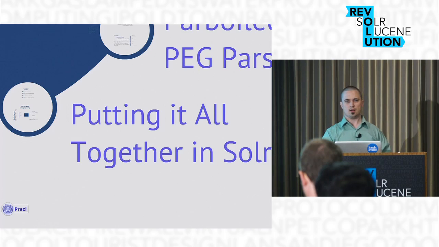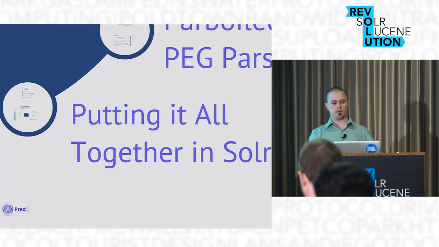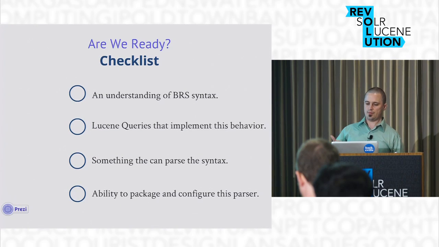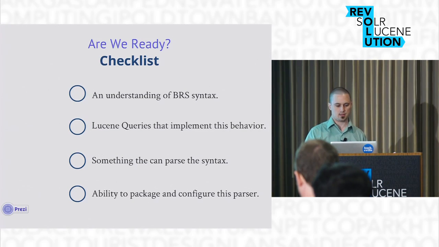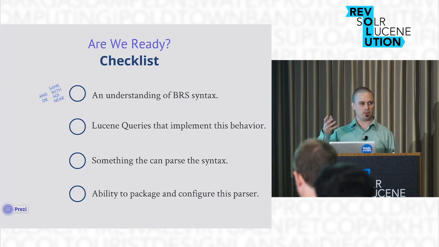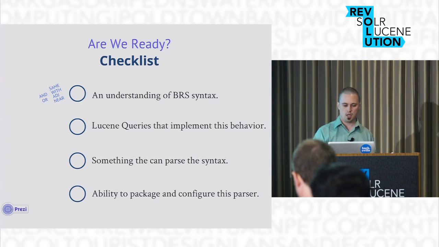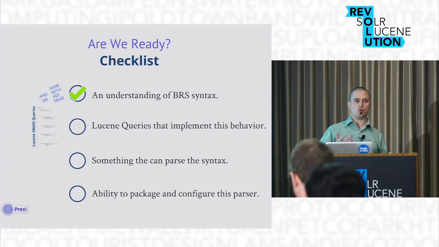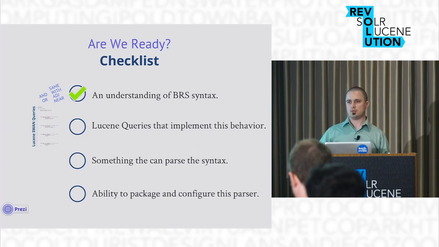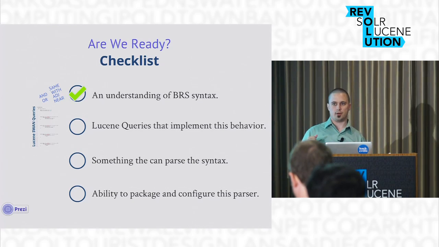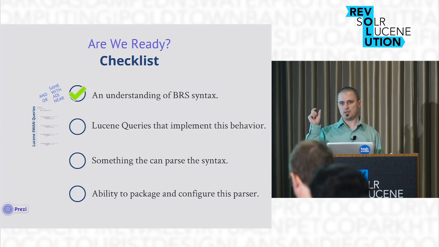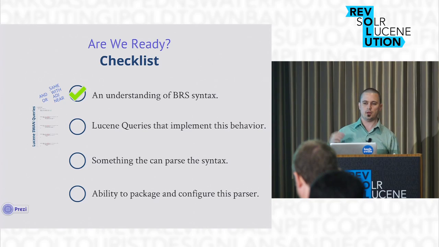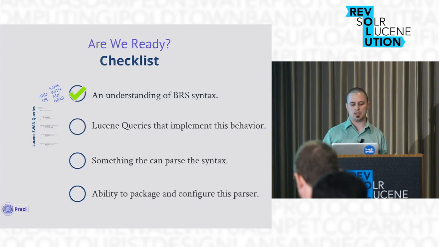All right, so now since we've got all the puzzle pieces, let's put it all together in Solr. So quick checklist. Are we ready? Do we have an understanding of BRS syntax? And yep, we've got the Boolean search plus proximity Swan operators. So check. Do we have a way of implementing those queries in Lucene? And I showed you a class, it's pictured there again as a reminder, which will give us, every time we say give us these things samed together or adjacented together, a valid Lucene query from that.